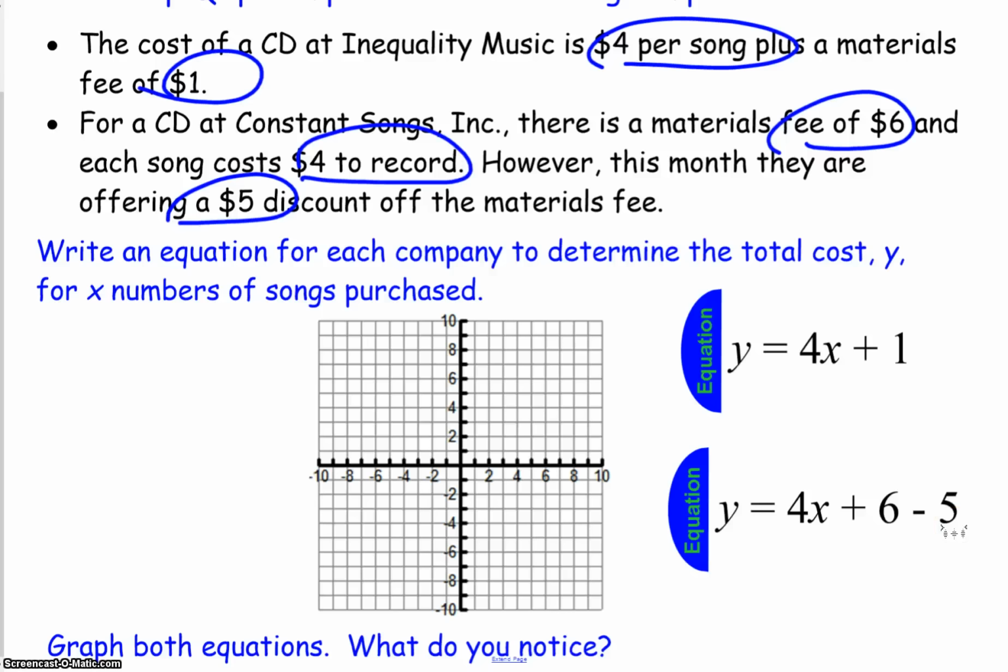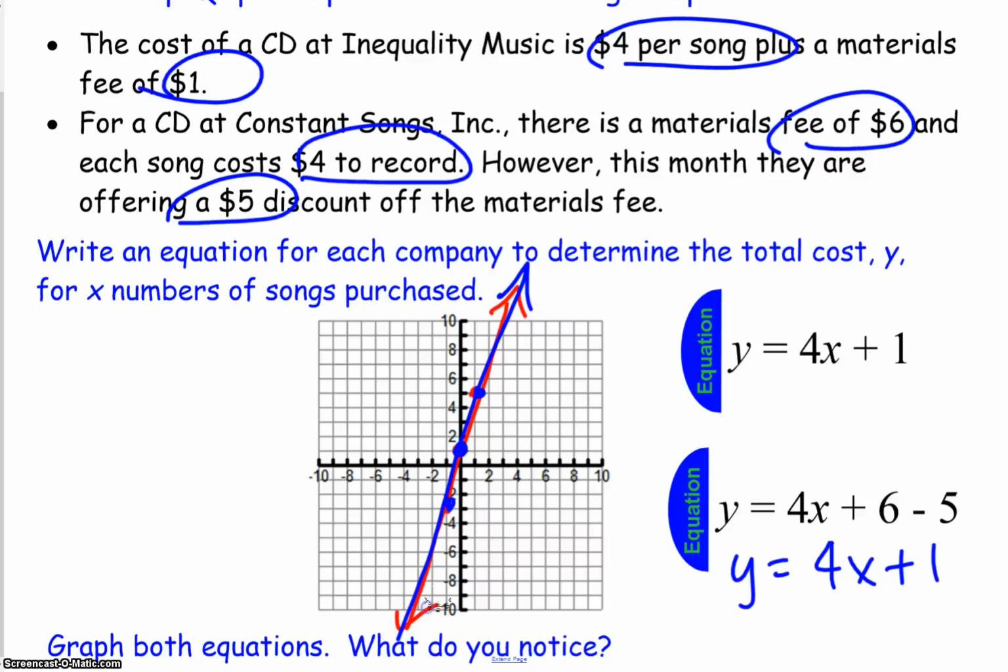It says graph each, so I'm going to go back to red. So plus 1, and then my slope is up 4 and over 1, or down 4 and to the left 1. So there's my first line. Change back to blue. This goes from y equals 4x plus 1. What do you notice about these two equations? They're exactly the same. So your line is going to be exactly the same.